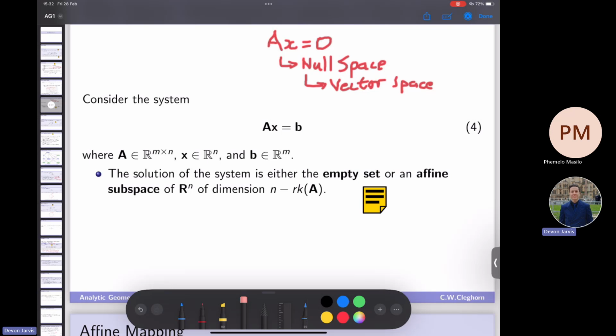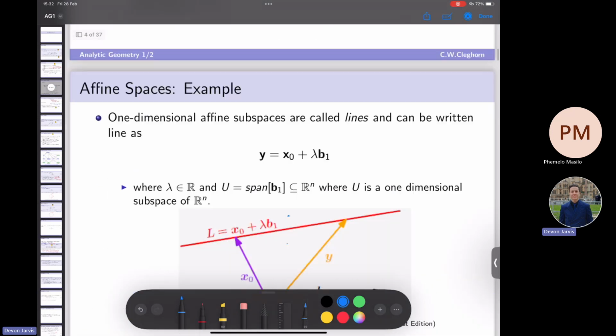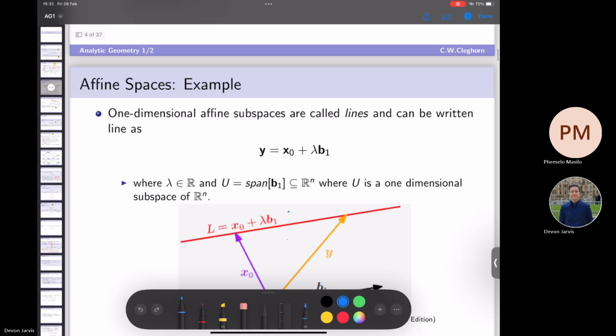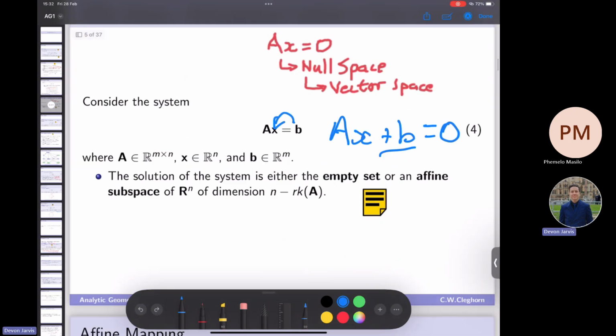So consider the system AX is equal to B, right, where A is an m by n matrix, X is n dimensional, and B is m dimensional. The solution of the system is either the empty set or an affine subspace of Rn of dimension n minus rank of A. Right? You can see the rank-nullity theorem in there. Okay, it's what information remains. But the reason that it is an affine subspace is because this B acts as if it is your support point. This is your shift off of the axis 0. Okay, so that's what we're doing there.